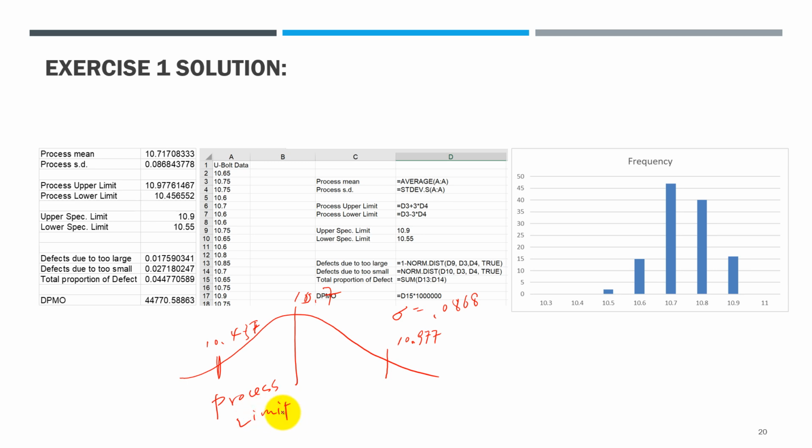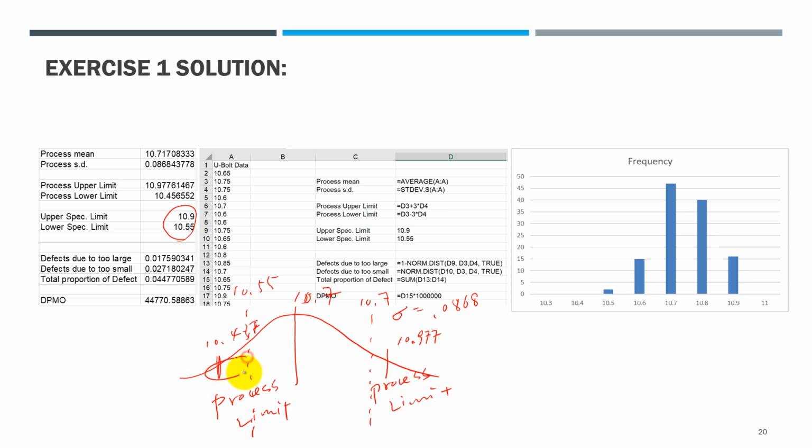And we'd like to know what is the proportion of defect. Okay, proportion of defect. So the proportion of defect is not actually determined by those process limit. Instead, those are determined by the specification limit of the customers. Okay, customers. So customers spec limit here, 10.9 here. So let me use 10.9, right? 10.55. So as you can see, the spec limit is actually within your process limit.